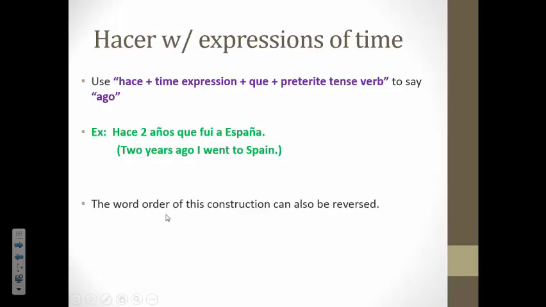The word order of this construction can be reversed so that it's a little bit easier for you in Spanish. Look at this sentence. I went to Spain 2 years ago. Okay, that's how we would all say it in English. So here it is, a literal translation. Okay, fui a España hace 2 años. Okay, so if you don't want to use this whole structure up here in purple, you can say it just like you would in English. Just know that hace with a time expression means ago. Okay, so fui a España hace 2 años.